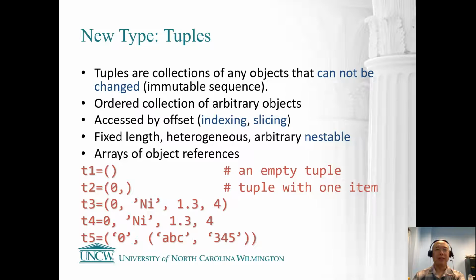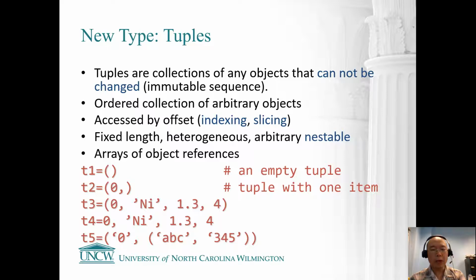Okay, and we can also have a collection of different numbers of items, and those items can be different data types. We can access them by indexing, using the index in square brackets, and we can also use square brackets to do slicing. And tuples are also nestable. Remember, lists are nestable: we can have a list inside another list, and that is a nested list. For the tuple, we can do the same thing. We can put one tuple as a member into another tuple. That is also okay.